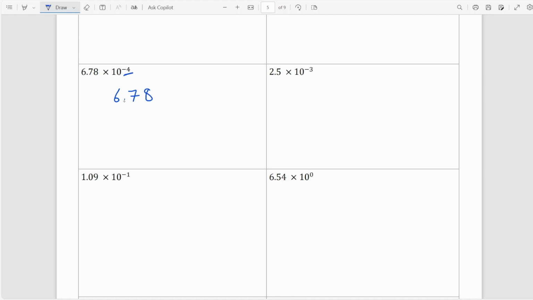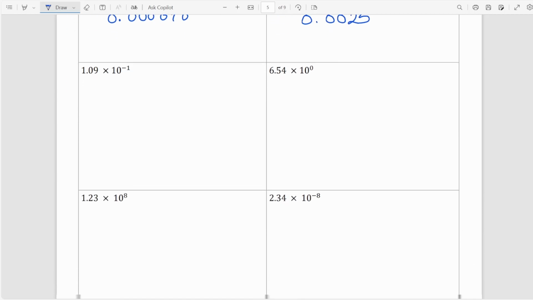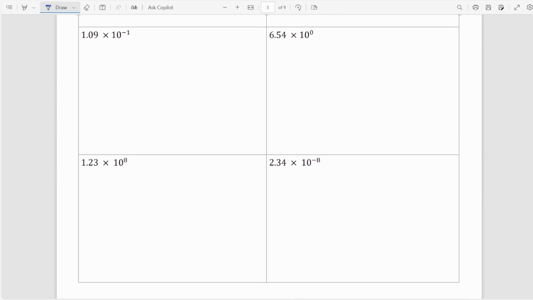So I will move to the left because the number is supposed to get smaller, by 4. So 1, 2, 3, and 4. Put the decimal here and fill the gaps with zeros. So we got 0.000678. Over here, I will write 2.5, and again, this is negative 3, so I will move the decimal to the left by 3. So 1, 2, and 3. Fill those with zeros, so the final answer is 0.0025. All right, you should also try to do those.